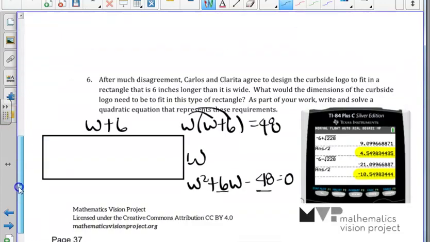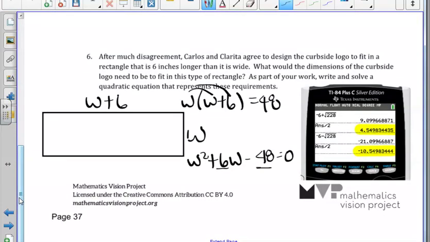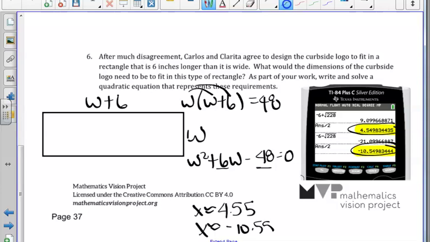If we go back here, I've already typed that in my calculator, -6 plus the square root of 228 divided by 2. One of my solutions here, highlighted, should be approximately 4.55, and x should also be approximately -10.55. But once again, we can't have negative length. So Carlos and Clarita must make sure that one of the dimensions, the width, will be approximately 4.55 inches.